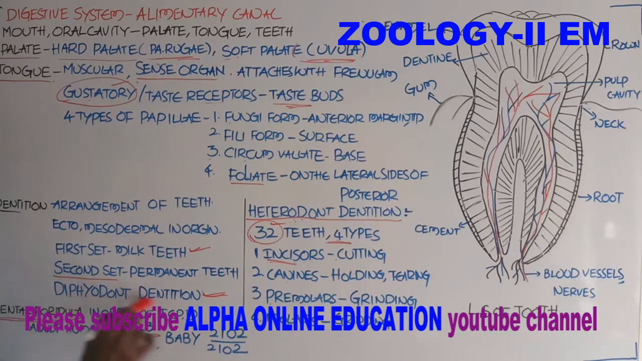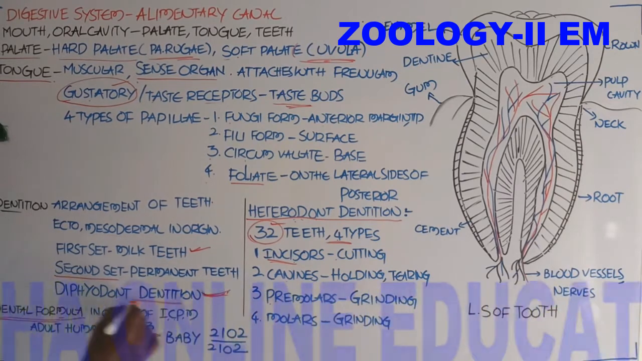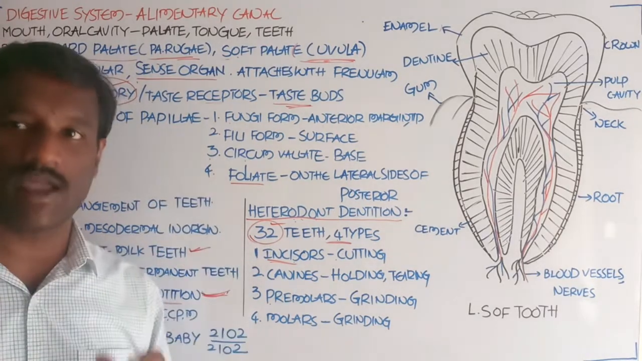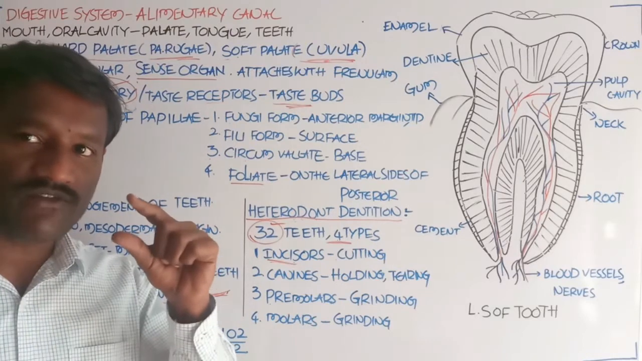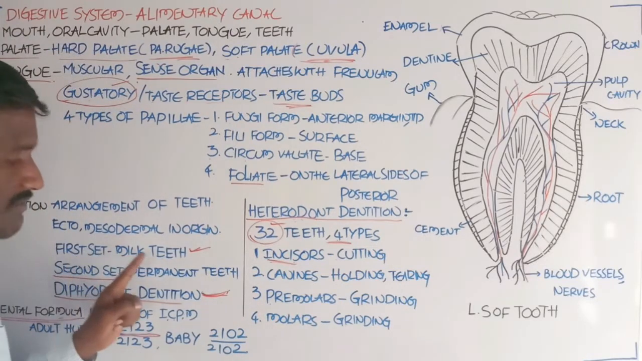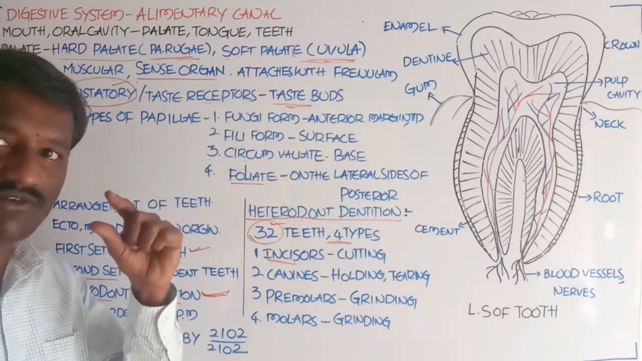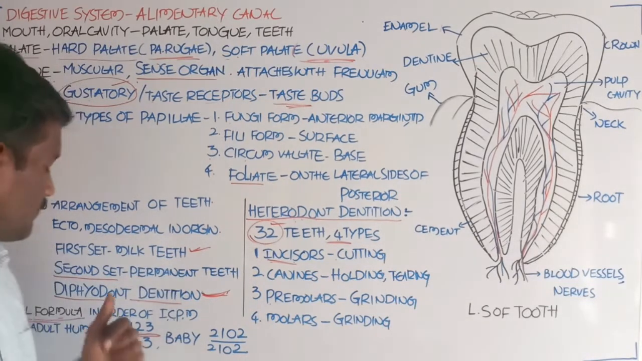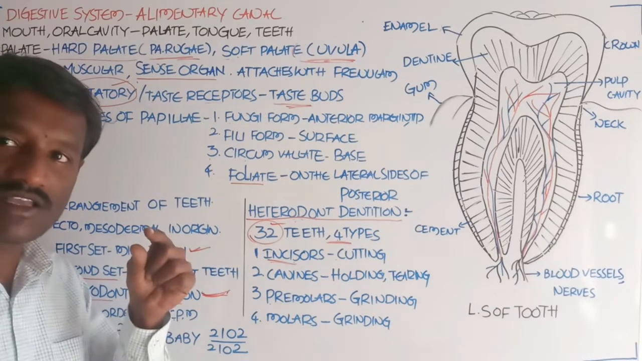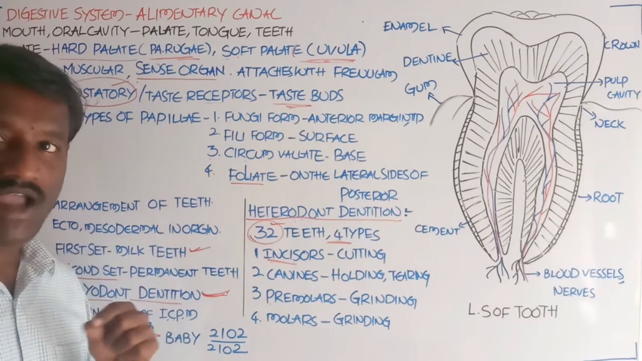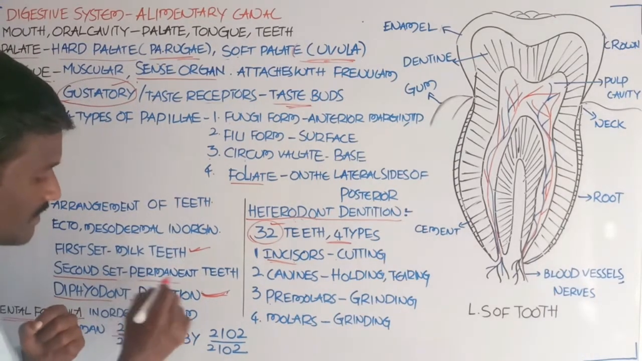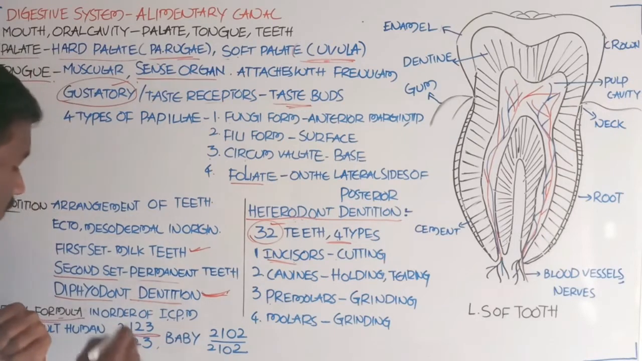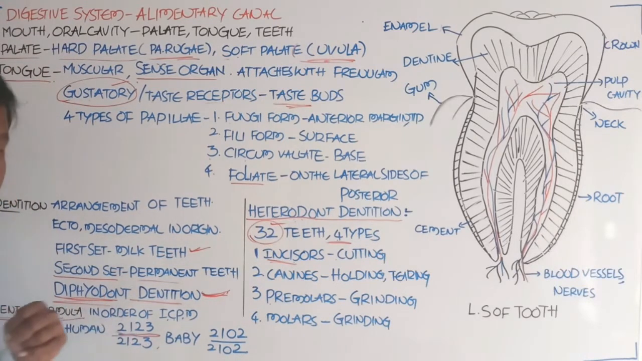And what about diphyodont dentition? Diphyodont dentition means that in mammals, teeth are formed twice in life. The first set is called milk teeth. Okay, these are formed early in life, called milk teeth or deciduous teeth. In the second set, the milk teeth are replaced with another type of teeth, called permanent teeth. These are formed later in lifetime. This type of dentition is called diphyodont dentition.